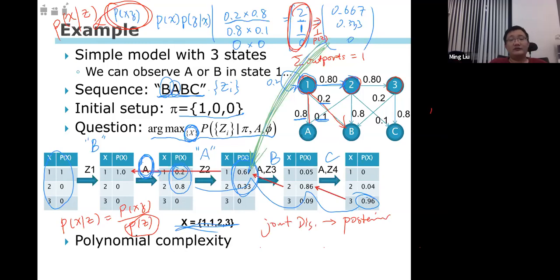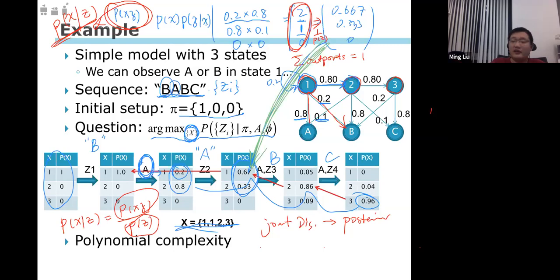So for diagnostic reasoning, getting this posterior is difficult, but actually it's not that difficult if you take the joint distribution and then normalize it, you will get the posterior. Good.